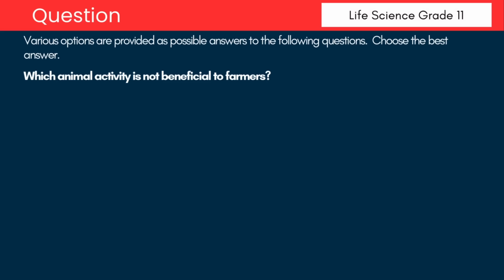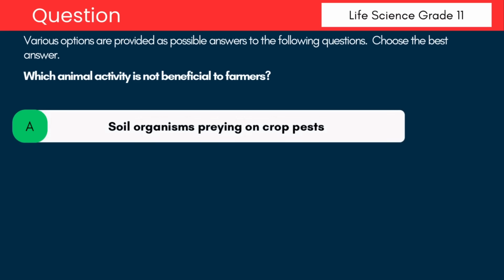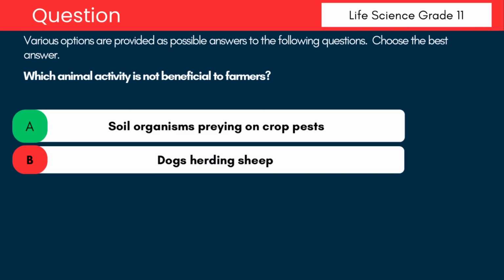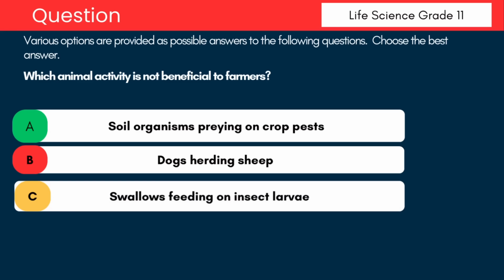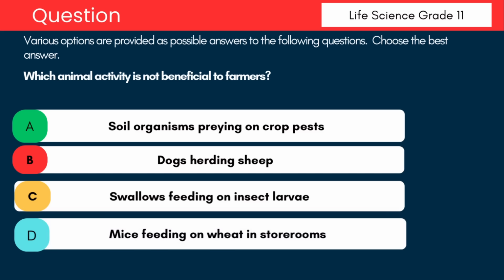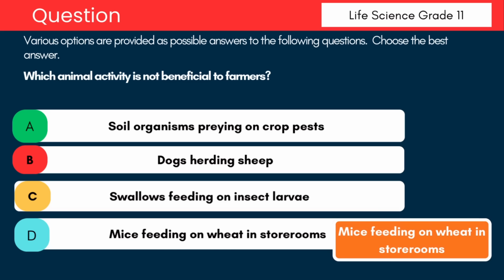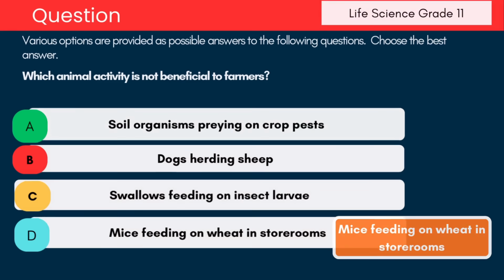Question: which animal activity is not beneficial to farmers? A. Soil organisms preying on crop pests. B. Dogs herding sheep. C. Swallows feeding on insect larvae. D. Mice feeding on wheat in storerooms. The correct answer is D. Mice cause loss and contamination of stored grain, which makes their activity harmful rather than useful to farmers.